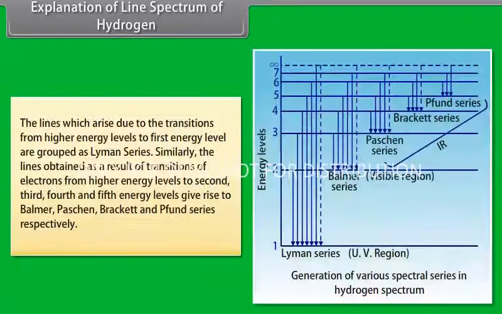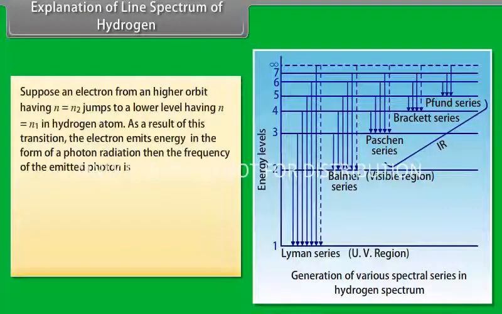The lines which arise due to the transitions from high energy levels to the first energy level are grouped as Lyman series. Similarly, the lines obtained as a result of transitions of electrons from high energy levels to the second, third, fourth and fifth energy levels give rise to Balmer, Paschen, Brackett and Pfund series respectively.